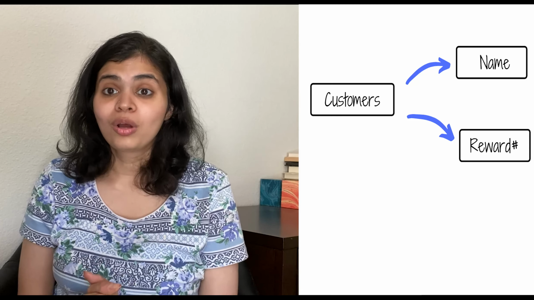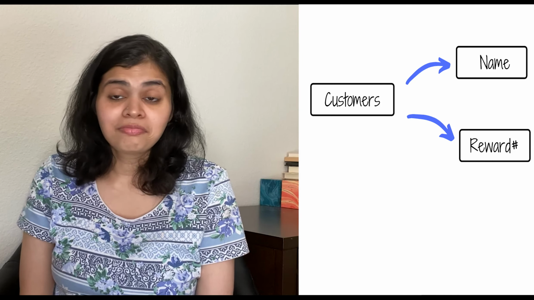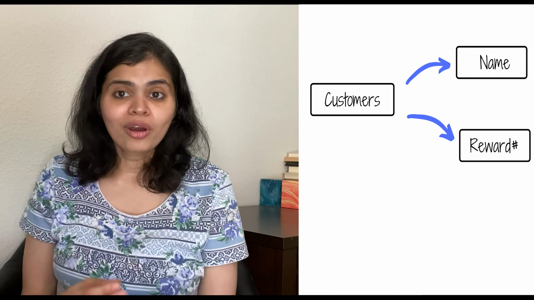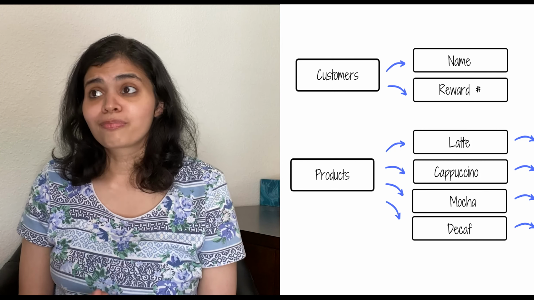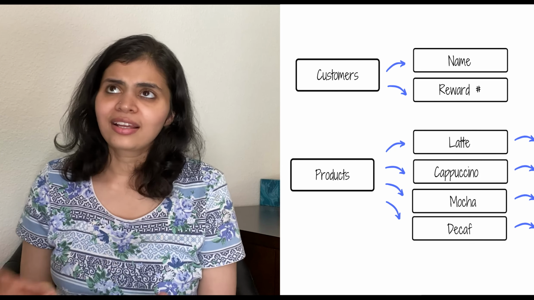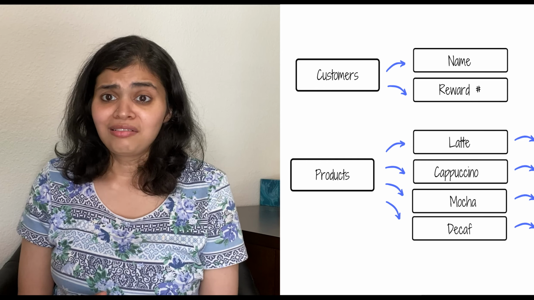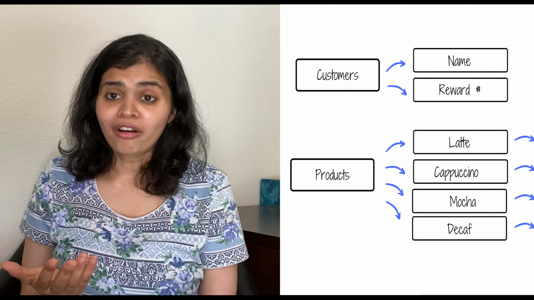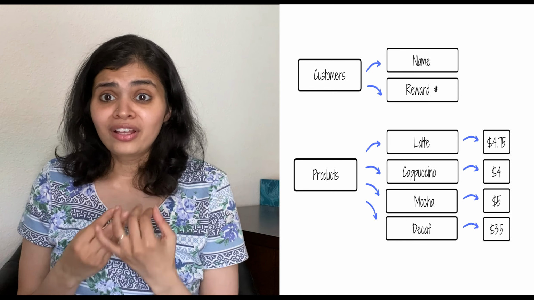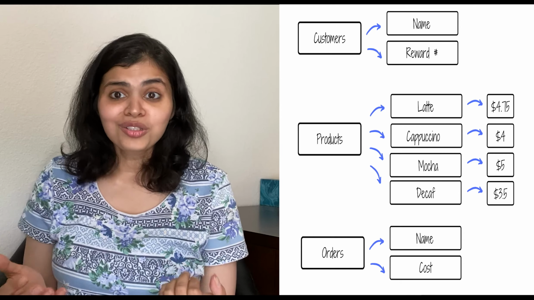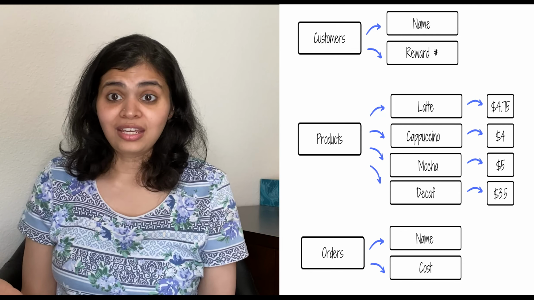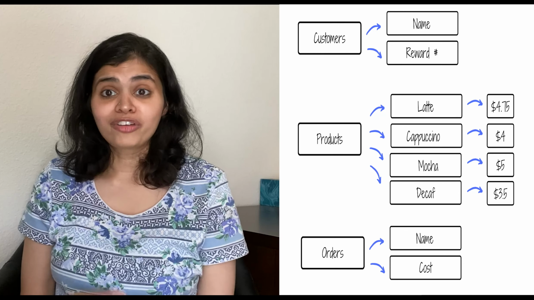Let's just make a list of all the data points our coffee shop may use, right? So it'll need a list of customers, their name, maybe even a reward number, if they have a reward program. Of course, a list of products, like latte, cappuccino, mocha, a decaf option for people who don't drink coffee, and the cost of each of these products. And finally, also a list of orders which was made during the day, who made the orders and how much the coffee shop earns.